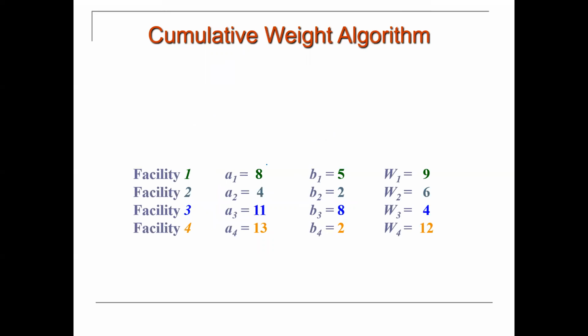We can obtain the same solution, and you will see this algorithm is going to provide us with the same solution. This is called the cumulative weighted, or the cumulative weight, algorithm. The idea, again, is that we set up the parameters for each one of the facilities. We have the location of the existing facilities in terms of A and B, and we also have the weight for each one of the facilities.